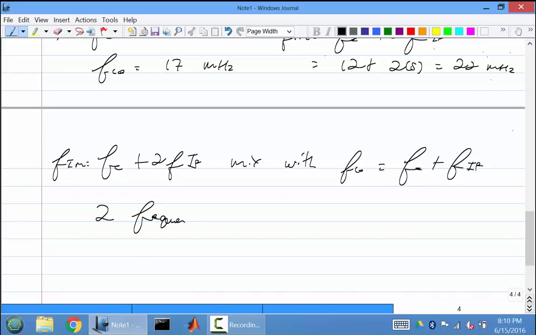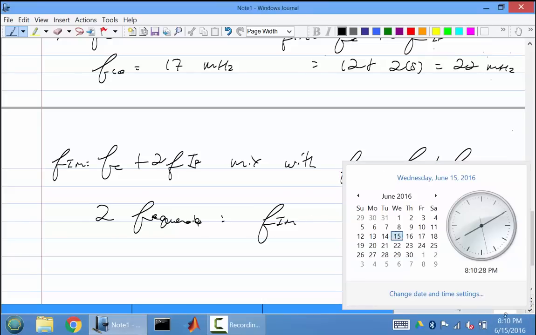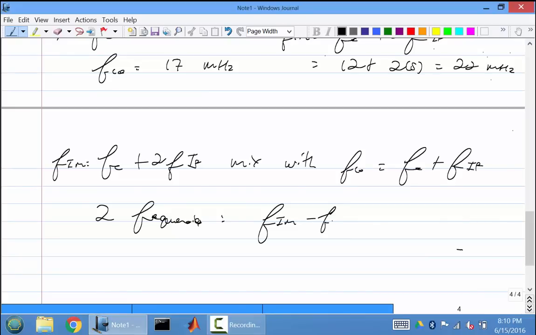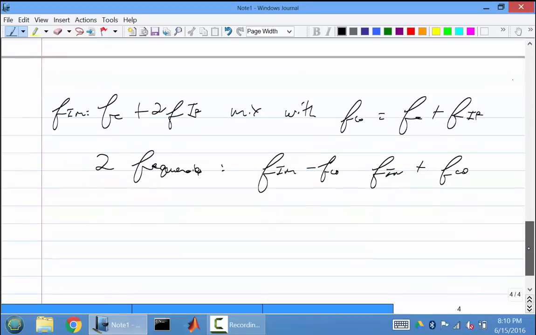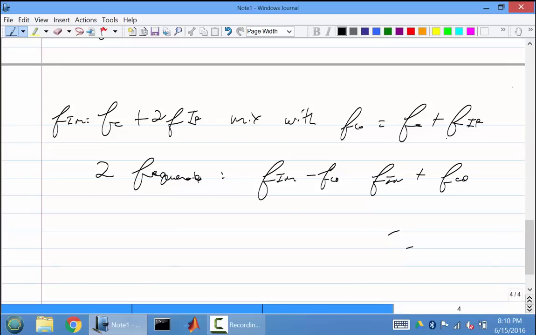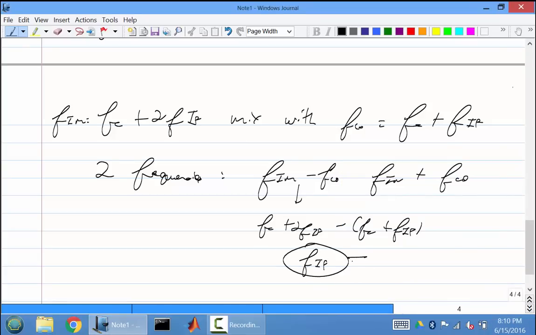Remember the frequency mixing part? It's going to give you 2 frequencies at f_IM minus f_LO and f_IM plus f_LO. So if you do f_IM subtract this, this will give you f_c plus 2 f_IF minus f_c plus f_IF. When you work this out, this will give you f_IF as the frequency. So this goes through, and that's why you have an image frequency. And this one here doesn't.